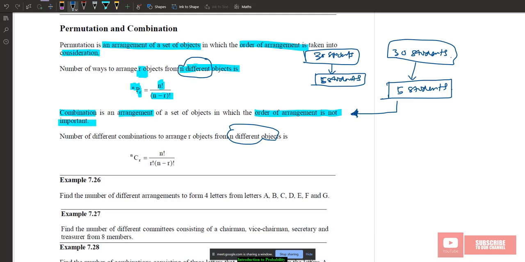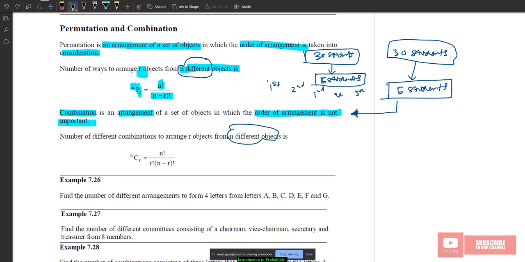But instead of randomly choosing 5 students, I want to choose the first student to be a president, the second student to be a vice president, the third student to become a treasurer, then a secretary, and others committee. So the order of arrangement is important. The first student should be president, the second vice president, the third treasurer, the fourth secretary, and the fifth student becomes other committee.